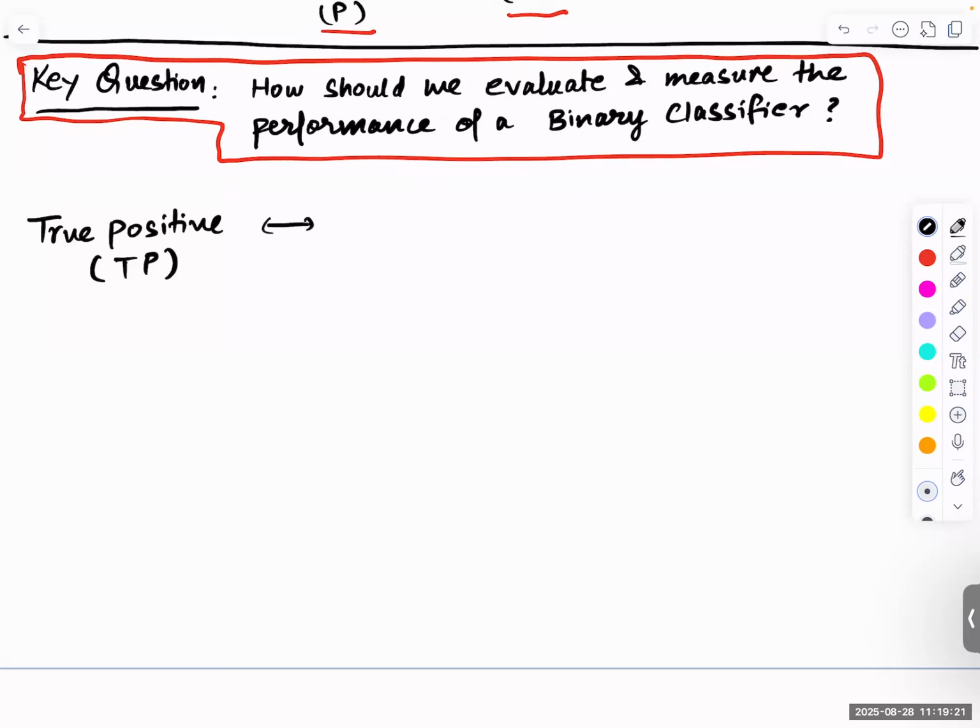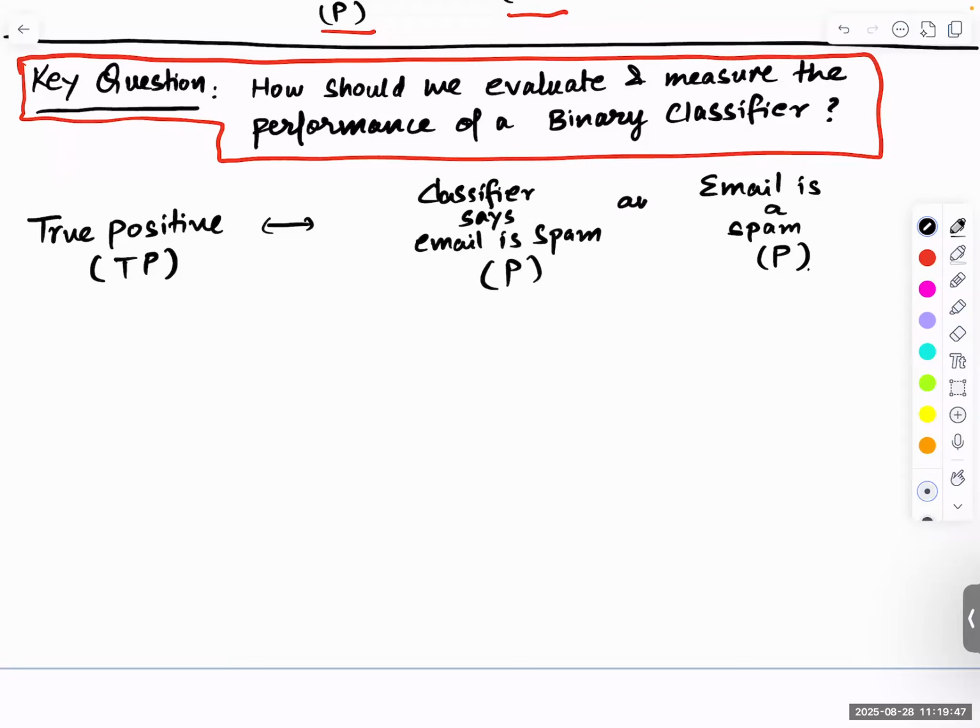True positive in spam classification means that suppose your email is indeed a spam. So the ground truth is P. And then the classifier, your spam filter, says that the email is spam. So the classifier says P and the email is a spam. Okay, so this is true positive. The underlying ground truth was positive and the classifier detected it as positive. That's why it's called true positive, or TP.